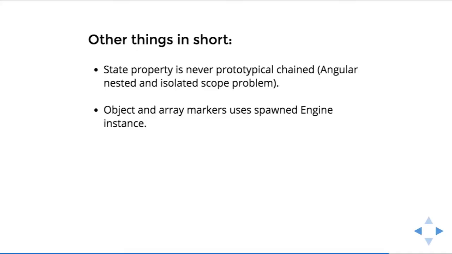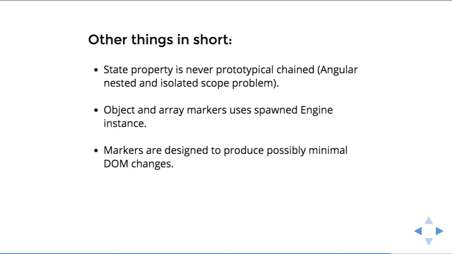But we have to deal with objects, arrays, something that is nested. So there is a separation between data model and logic. The data model is just an object literal, but the engine itself is spawned. What does it mean? I use object create on the parent engine, and in some of the markers, I use it to create nested engines. And they can have some special functionality inside of that.